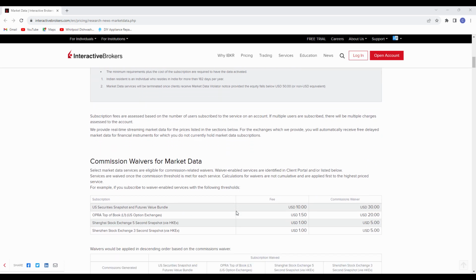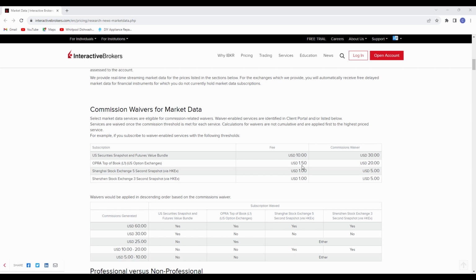As we look at the data, there are also waivers. So for the security snapshot and futures bundle, if this is a personal account, you would pay $10 per month. However, if you generate $30 in commissions for the month, then that fee is waived. Same thing for other data points. So as you generate trading commissions, you can have your data waived personally.